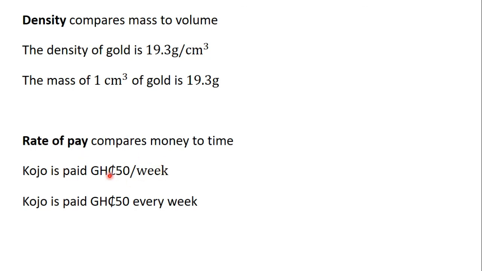Using this rate, we can find the amount of money Kofi will earn when the number of weeks changes. So let's say that we want to find the amount of money Kofi will earn in, let's say, 6 weeks. Because we know the rate of pay, we can find that. We can also find the number of weeks it will take Kofi to earn a certain amount of money. So as we have seen from these examples and the previous ones, finding the rate is very important.